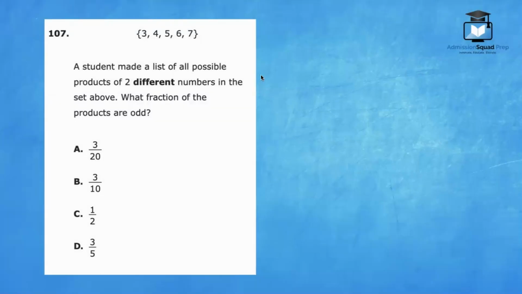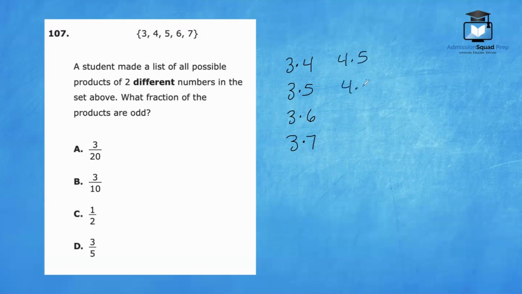Number 107. A student made a list of all possible products of 2 different numbers in the set above. What fraction of the products are odd? Let's write out all of the possible pairings. We can have 3 times 4, 3 times 5, 3 times 6, and 3 times 7. We can also have 4 times 5, 4 times 6, and 4 times 7. We can have 5 times 6 and 5 times 7. And finally, we can have 6 times 7.